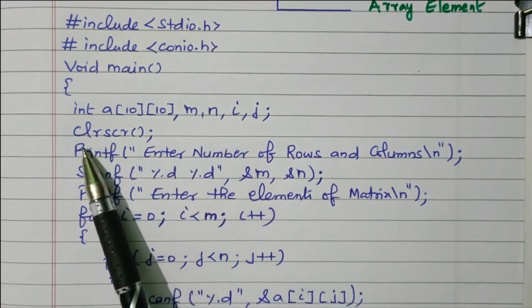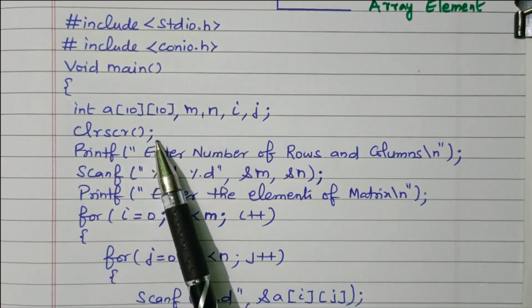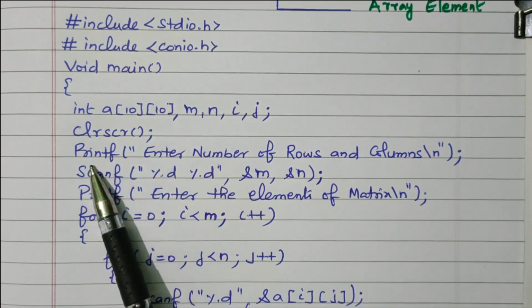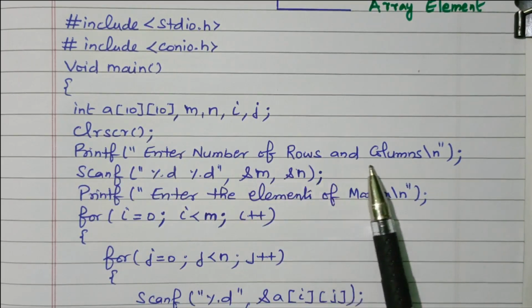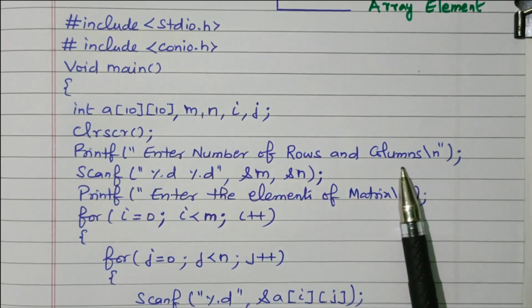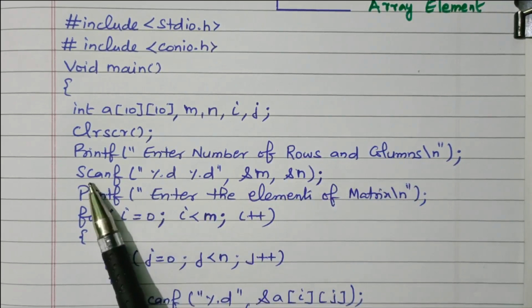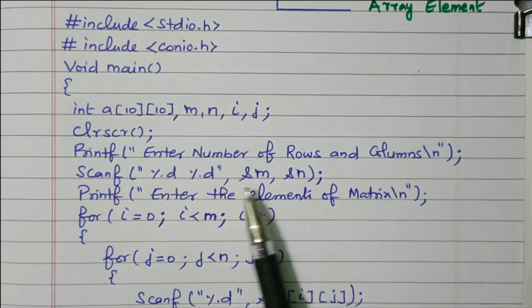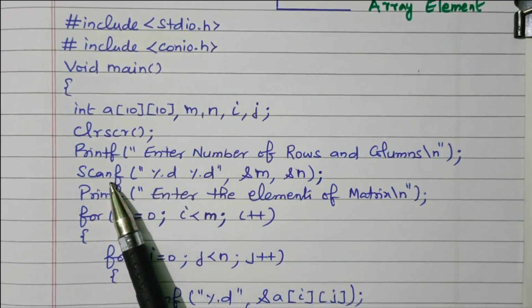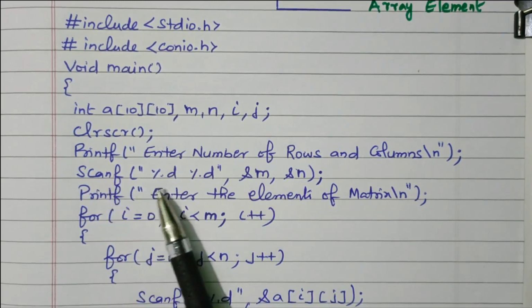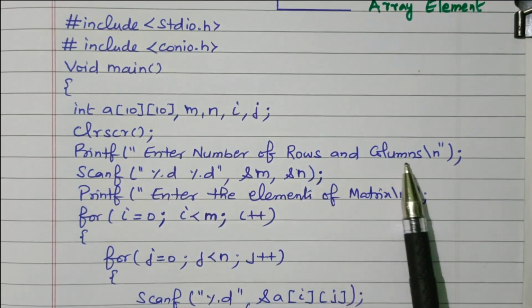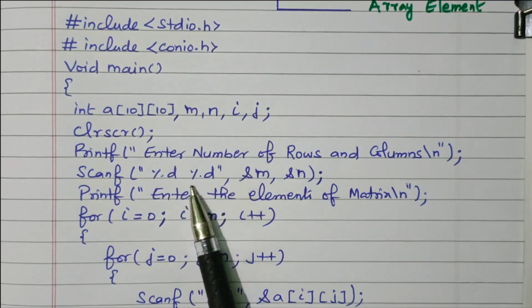Now we'll clear the screen in order to clear the previous program. Now we'll get the input from the user. First we printf: enter number of rows and columns. We ask the user to enter how many rows and columns we are going to use. Scanf %d %d, m and n. This scanf is used to read the data entered by the user. This %d indicates integer type. We are going to get row and column, 2 elements, so %d 2 times.